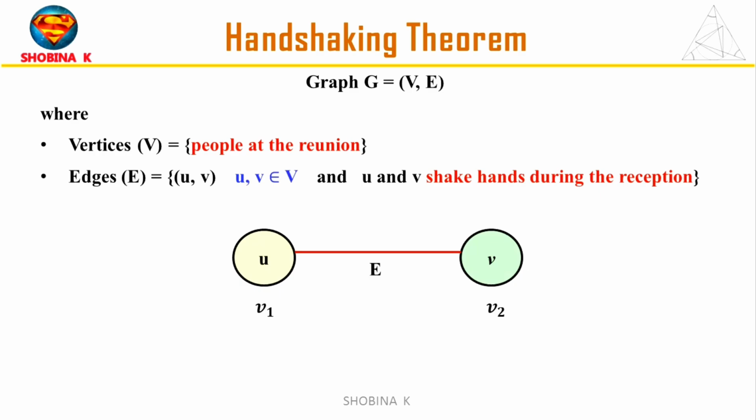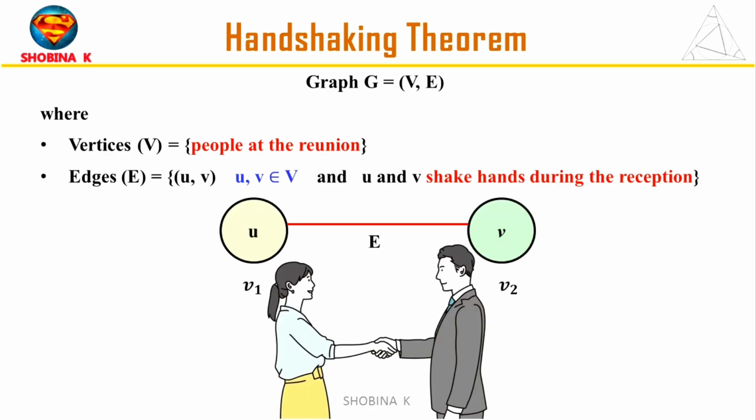We model this problem with a graph G equals (V, E), where V is the people at the reception. That is, V is vertices, which represent the people. Here we denote two people as u and v. Next, E equals (u, v). E is edges, which represent the handshakes between people. Edge (u, v) indicates that person u shakes hands with person v. So we are representing two people u and v as vertices and their handshake as an edge.